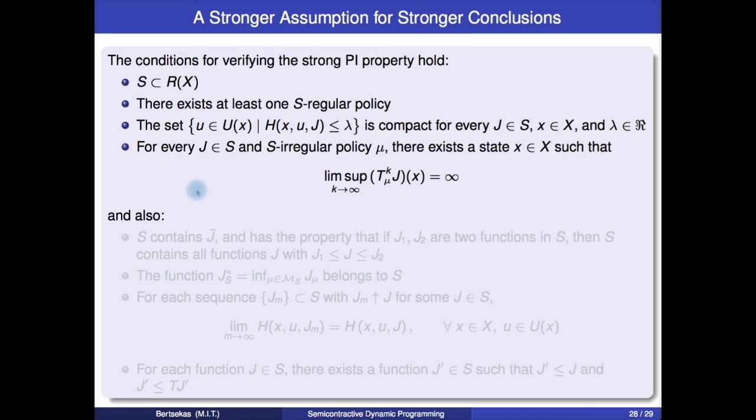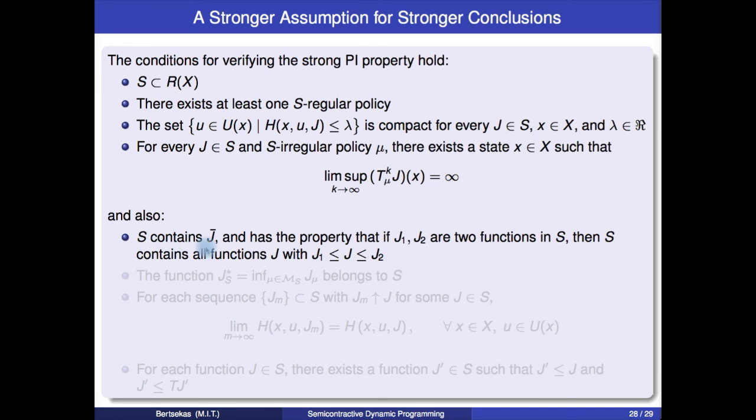Moreover, additional assumptions are that S contains J bar, so J bar is real valued. Moreover, S has the property that if you have two functions J1 and J2 in S, then S contains all functions J in between J1 and J2. This is a technical assumption that typically holds in applications. In particular, it is true if S is equal to R sub X or is equal to the subset of non-negative functions in R sub X.